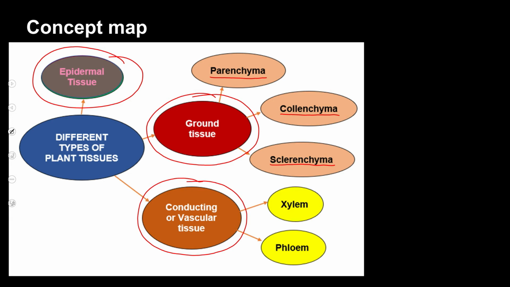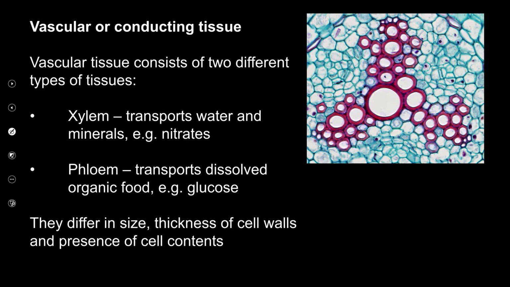The last type of tissue we need to look at is the conducting tissue. And you can think of this as like your arteries and veins. It carries substances around your body. And in plants, there are 2 different types. One carries water and one carries food. And we are going to have a look at those 2 different types of conducting or vascular tissue.